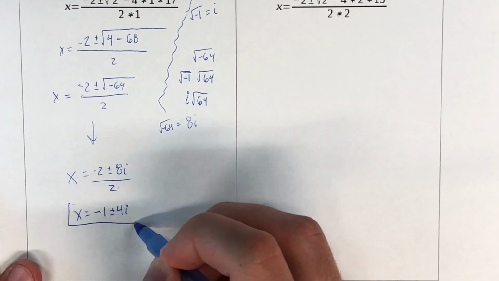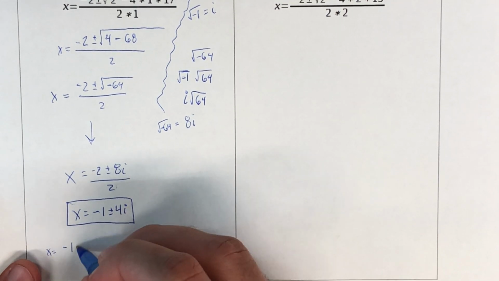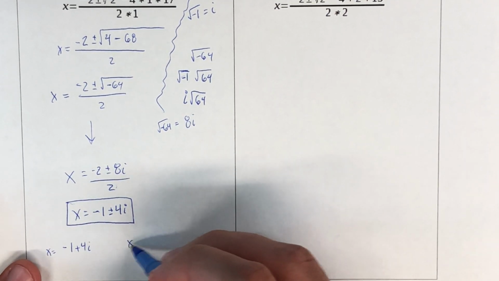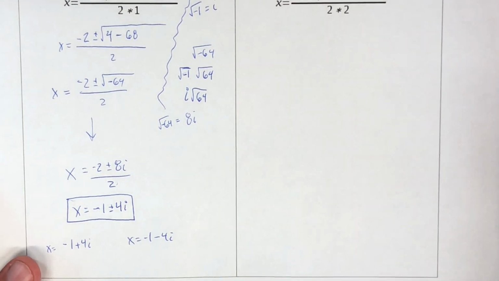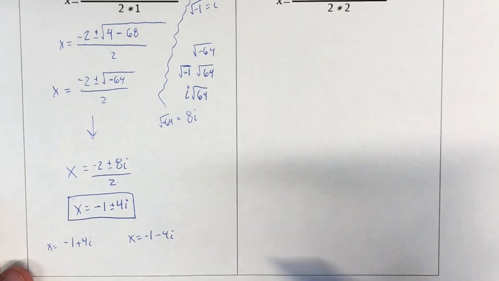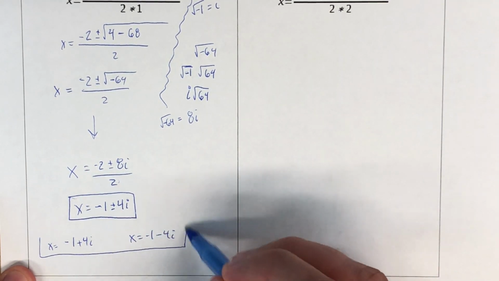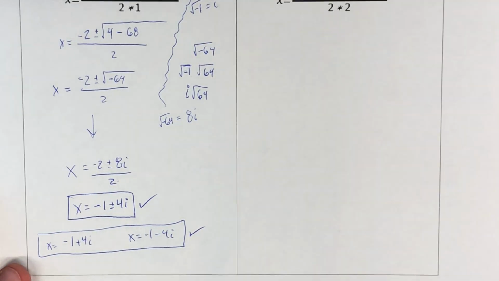And we can't really go any further than this because if we do negative 1 plus 4i and negative 1 minus 4i, these are not like terms. One has an i and the other doesn't. So it does not become like 3 or 3i or negative 5i or anything like that. So there's no way to combine those any further. So both of these would be acceptable answers.